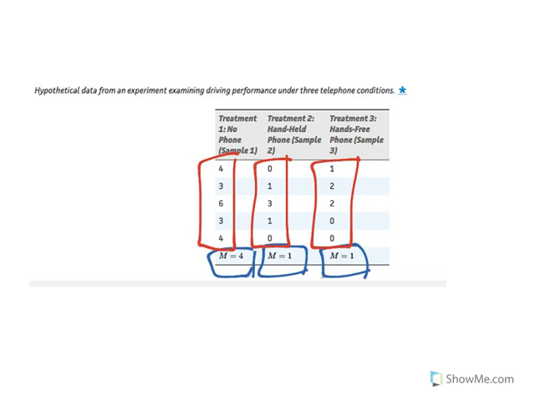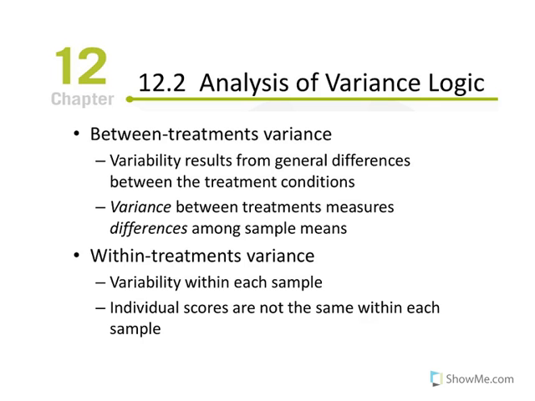So again, the between is looking at the differences between these sample means, and the within is simply looking at the different scores that we see within each treatment. So again, we note that 4 is different from 3 and 3 is different from 6, and so forth. So again, the within as opposed to the between. So those are the concepts that we're going to focus on.